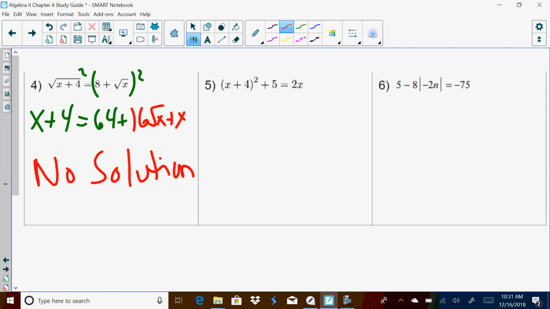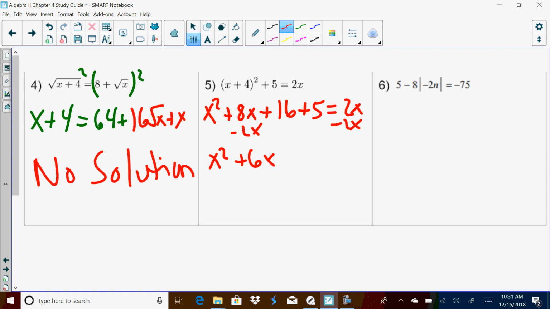This one I started off by multiplying it out, so I got x squared plus 8x plus 16 plus 5 equals 2x. So I simplified, I subtracted the 2x, and combined like terms and got x squared plus 6x plus 21 equals 0. And then I attempted to factor it, and it's unfactorable. So before I plugged it into the quadratic formula, I graphed it, and it turns out this one is also no solution.